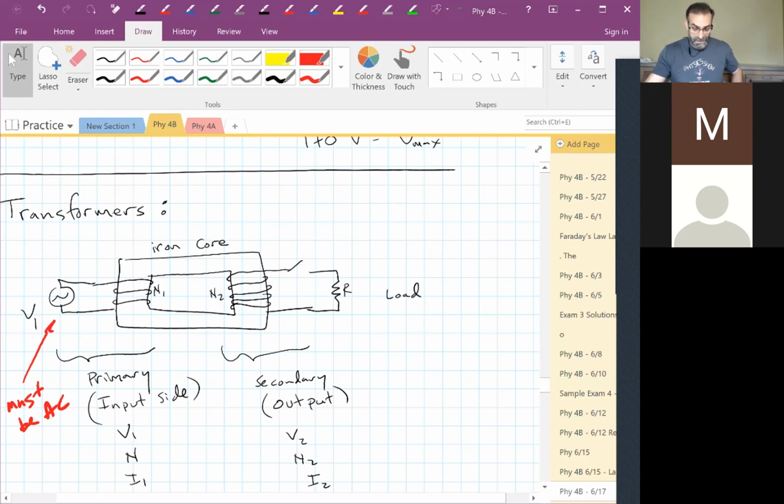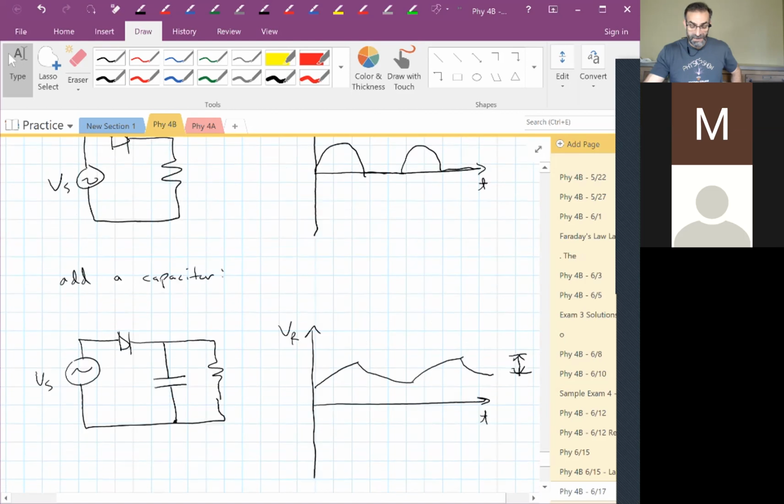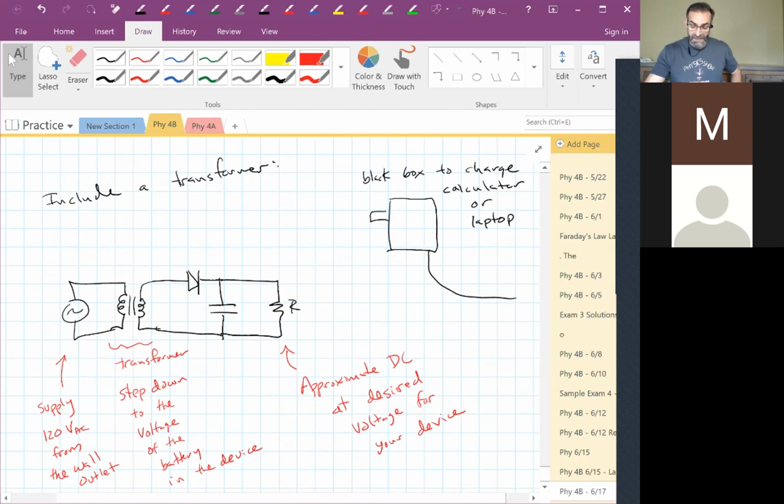Okay. So the order is very important. You can't change it to DC first. If you change it to DC first, you can't change the voltage. So if you want to be able to change the voltage, you have to do the transformer first. All right, let's take a quick look at what this looks like.